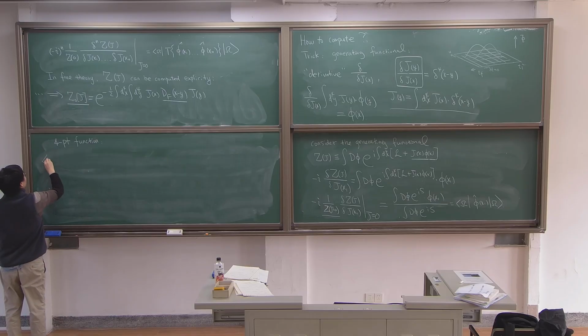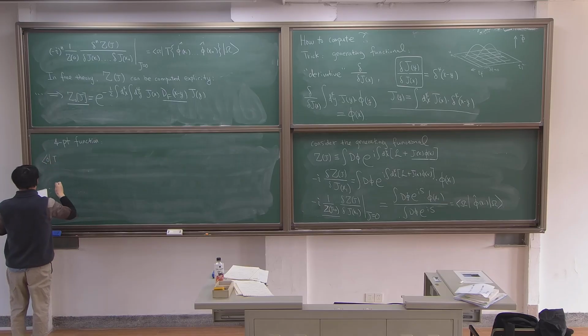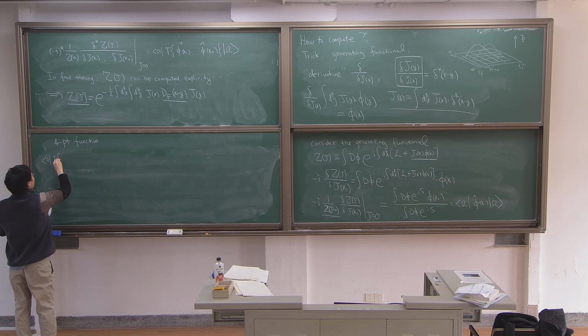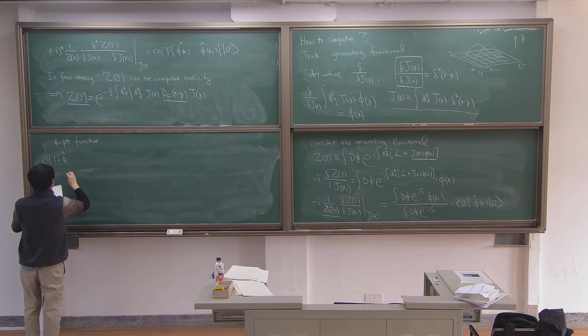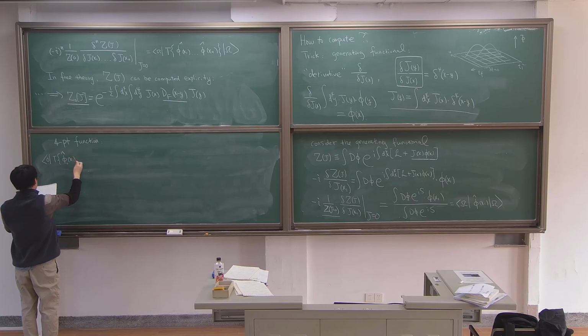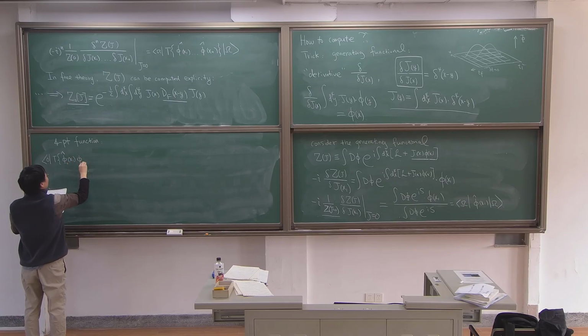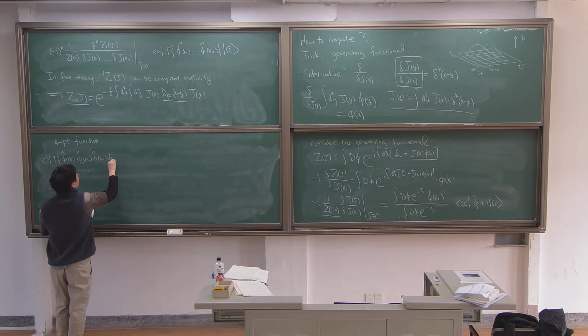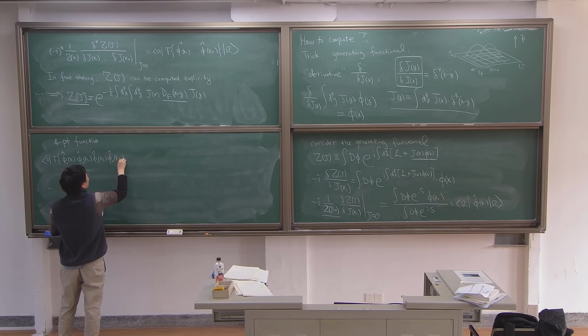So in order to calculate the 4-point functions, because this is the free theory, I use this vacuum expectation, namely, the time-ordered product of phi operators, with the free fields at x1, x2, x3, x4. Okay. We want to calculate this one.